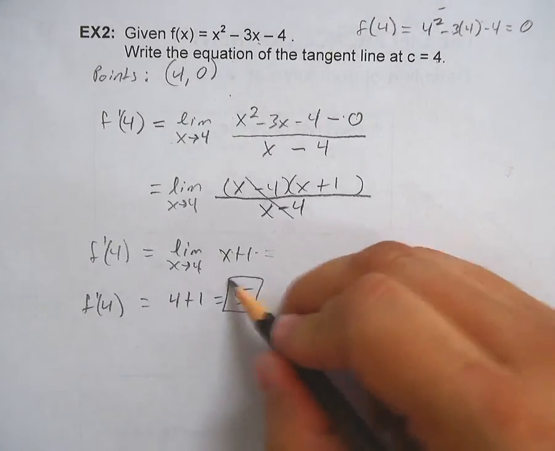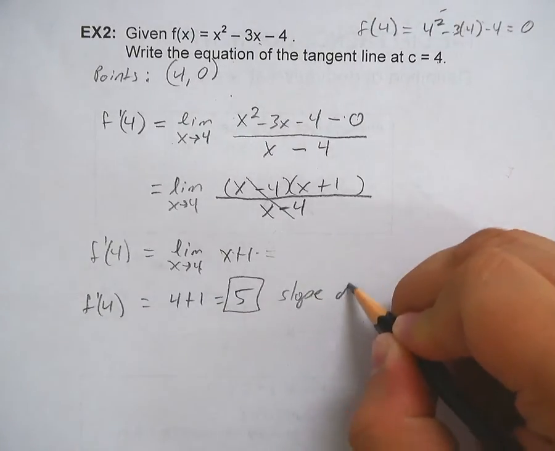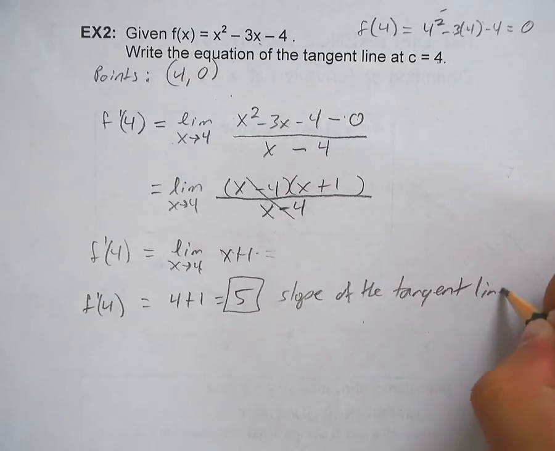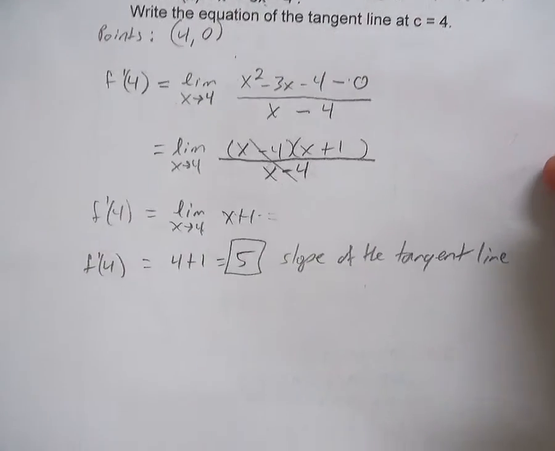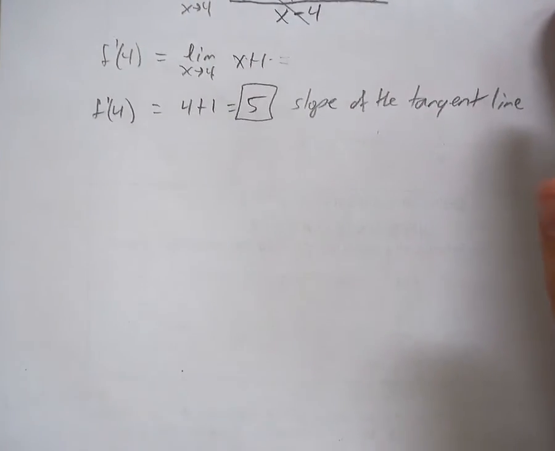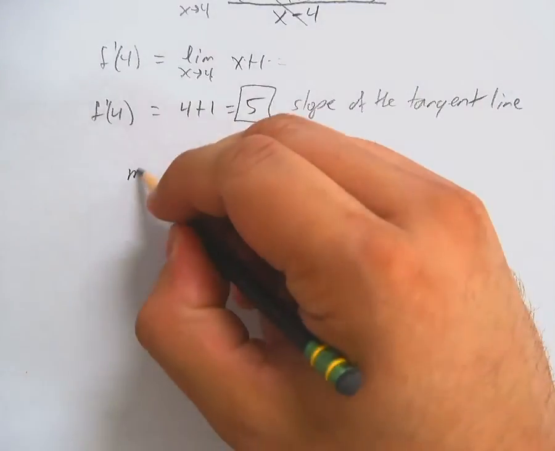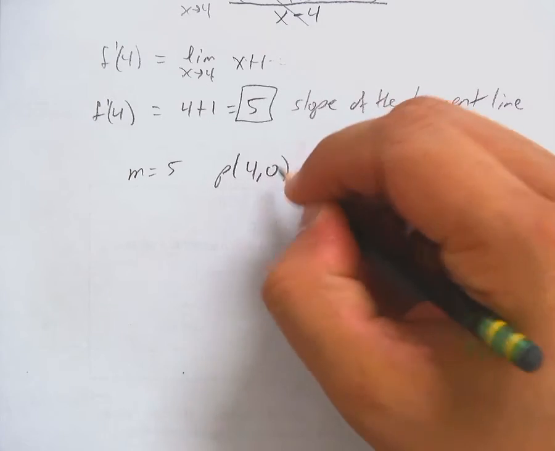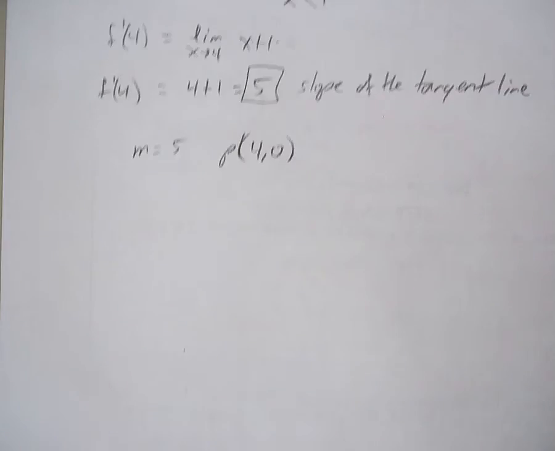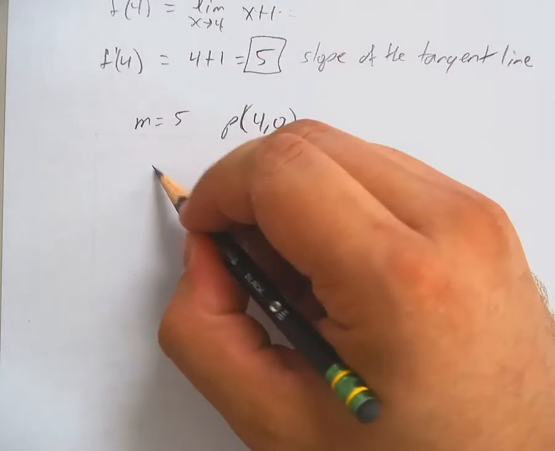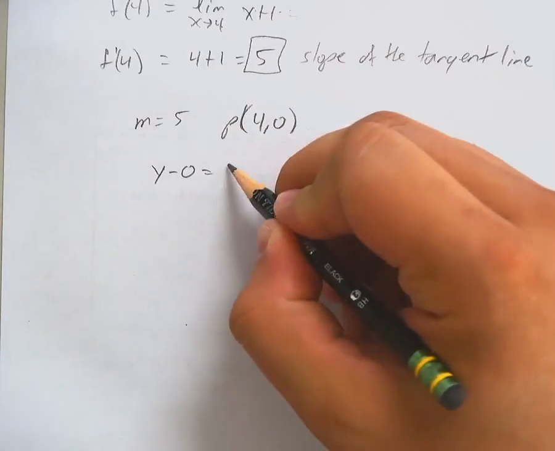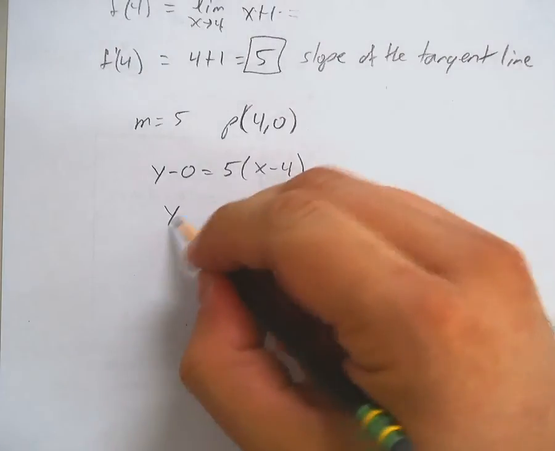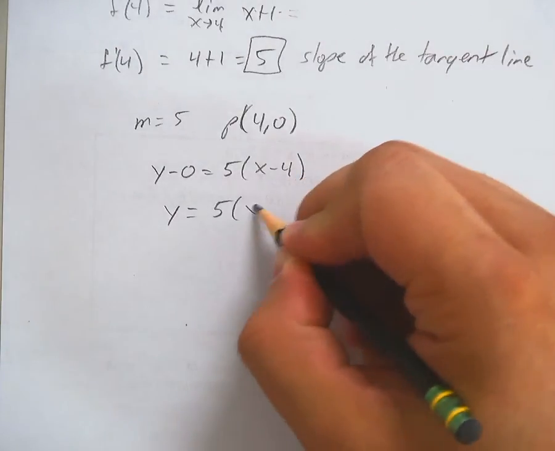Now remember, this guy right here is the slope of the tangent line. Slope of the tangent line is 5. So now we're going to use our slope of 5 and our point, which is 4 comma 0, and we're going to make the equation. Y minus 0 equals 5 times x minus 4, or y equals 5x minus 20.